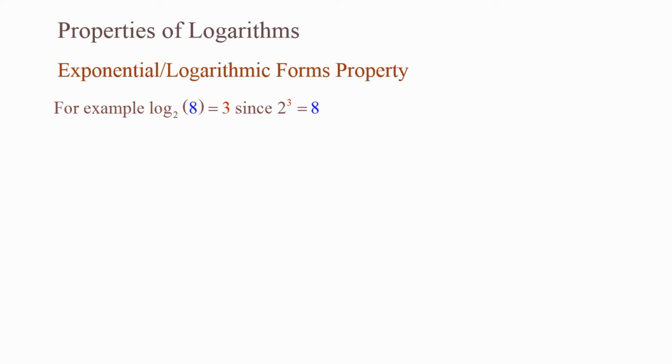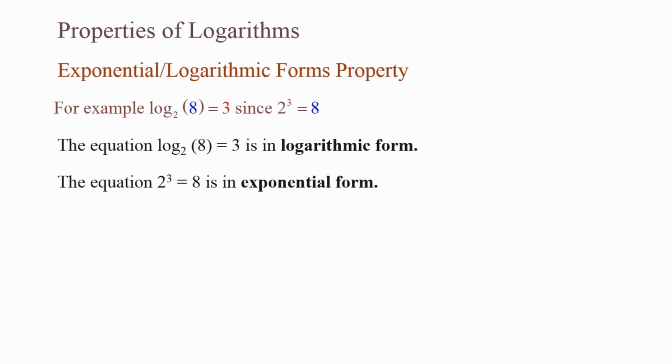Properties of logarithms. Exponential logarithmic forms property. For example, log base 2 of 8 equals 3 since 2 to the third power equals 8. The equation log base 2 of 8 equals 3 is in logarithmic form. The equation 2 to the third power equals 8 is in exponential form. The forms log base 2 of 8 equals 3 and 2 to the third power equals 8 are equivalent.